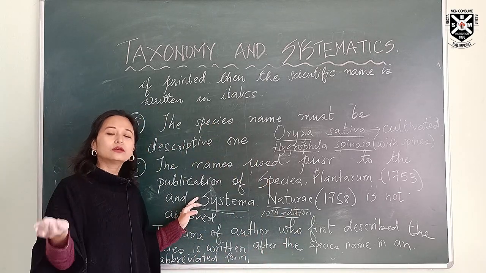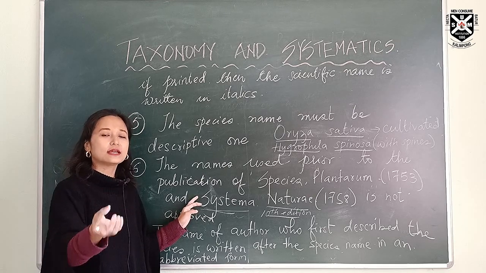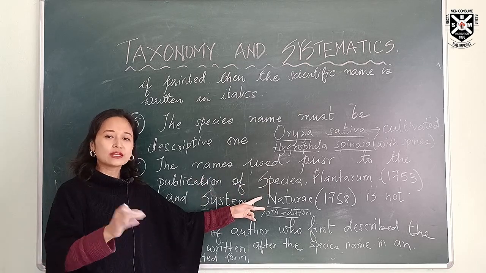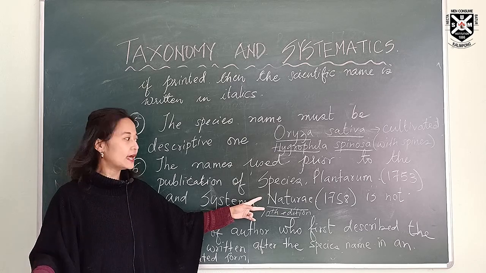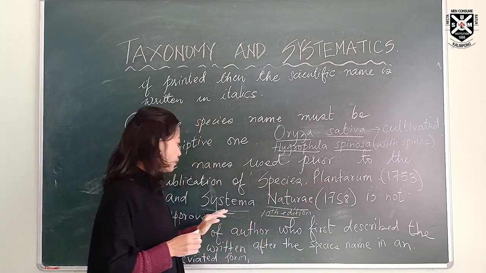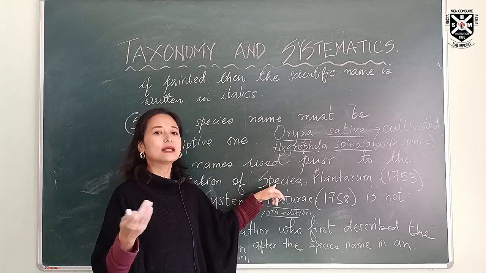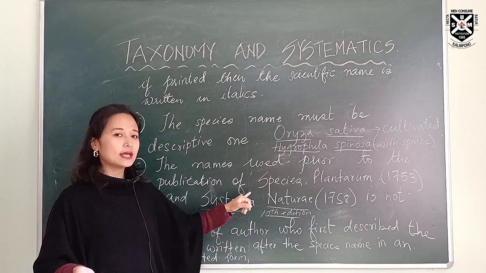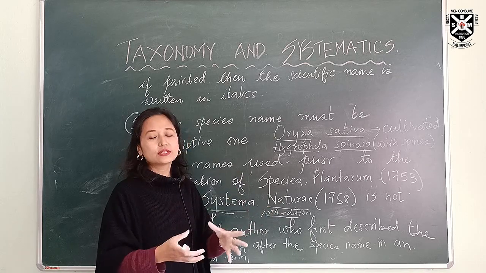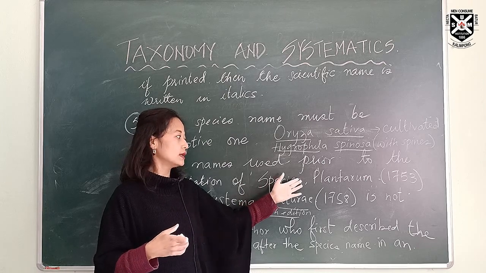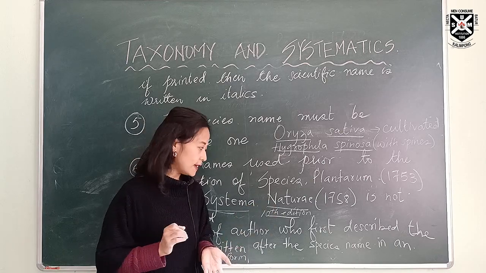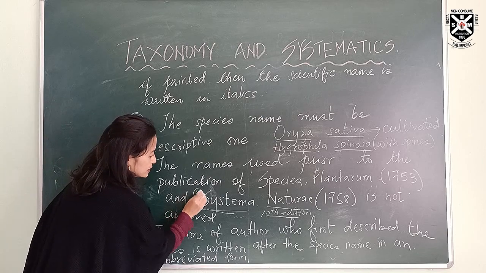So any other taxonomists who had already used any other scientific name prior to the publication of these two books, those scientific names cannot be approved and are not regarded as valid. Remember the names of the books: Species Plantarum, where a number of scientific names of plants have been used by Linnaeus, and Systema Naturae, where a number of scientific names have been used for animals. Any scientific name used before the publication of these two books will not be valid.